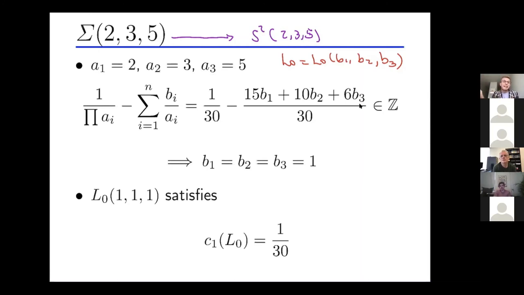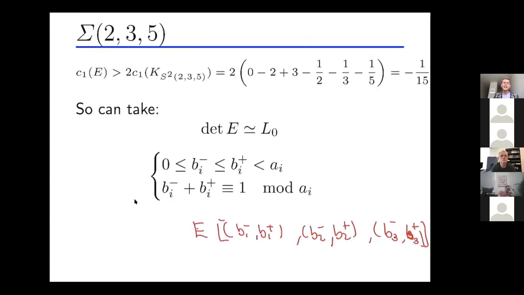It's fun to see that this forces V1, V2, V3 to be one in this case. Okay, so this fundamental orbifold line bundle in the case of S2, 235 has Chern class 1 over 30. In this case, the degree condition almost matches this regularity assumption to kill one of the two possible solutions to the vortex equations, because it gives you a negative number.